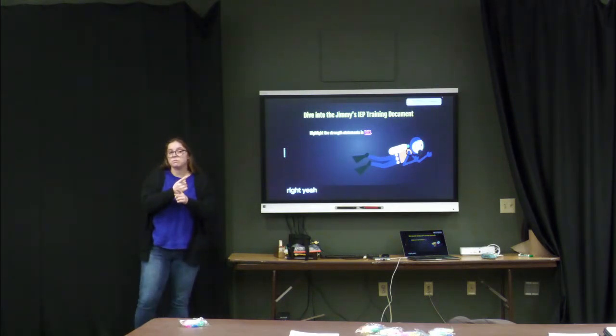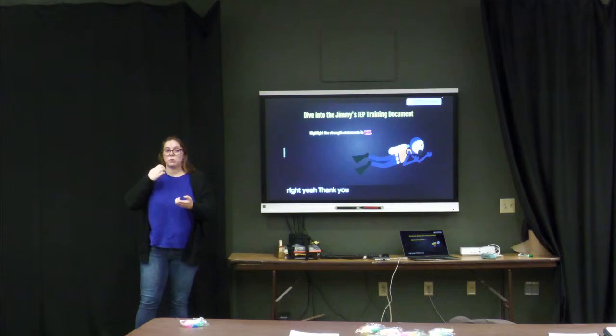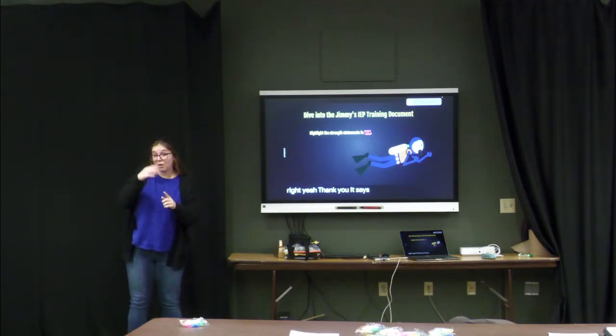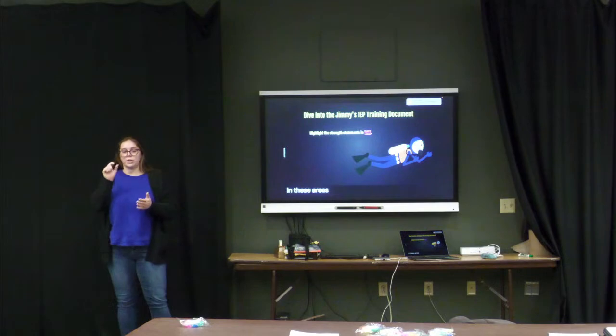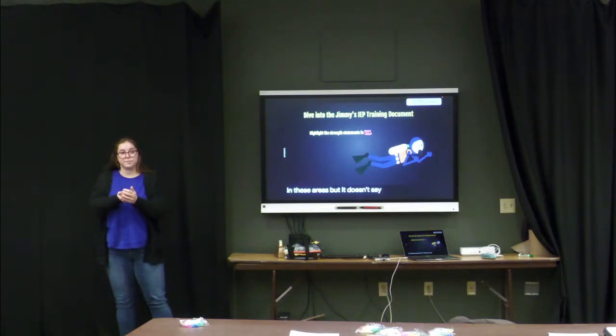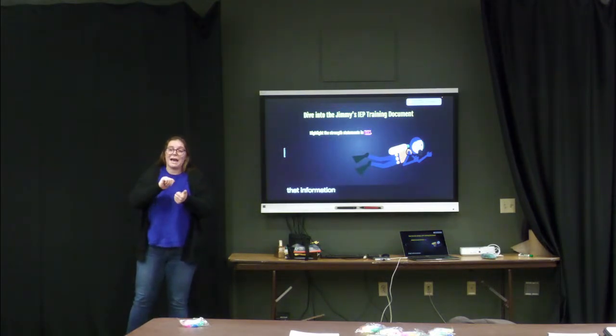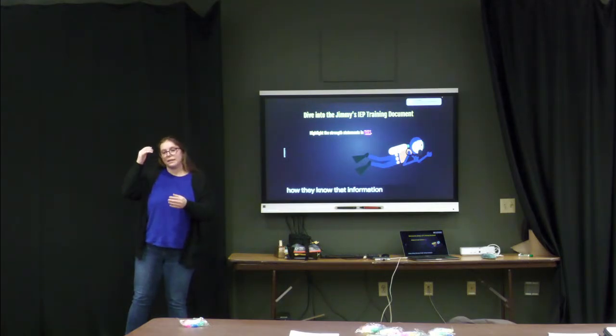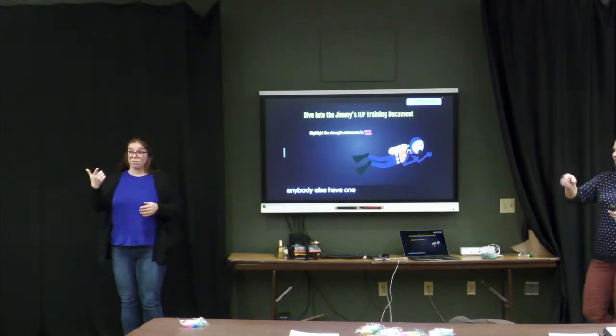It says he has strengths in adaptive skills, home living skills and social skills, but it doesn't say how they know he has those strengths. Okay. So it says that he has strength in these areas, but it doesn't say how they know that information. What else? Anybody else have one that stood out?